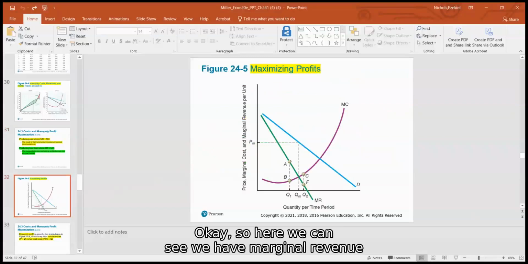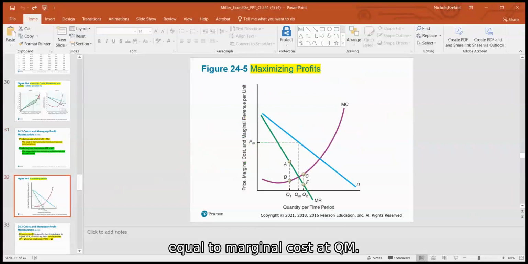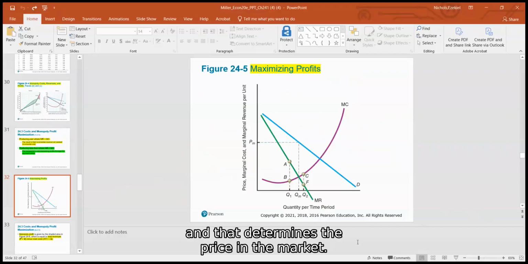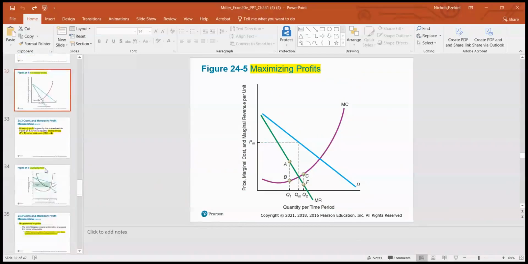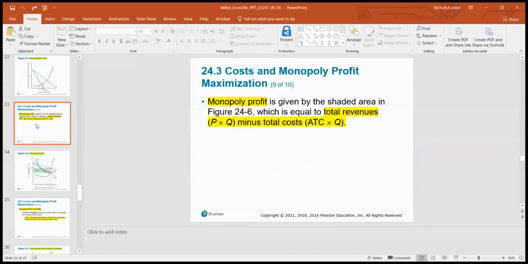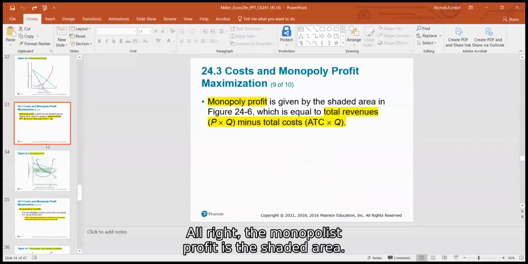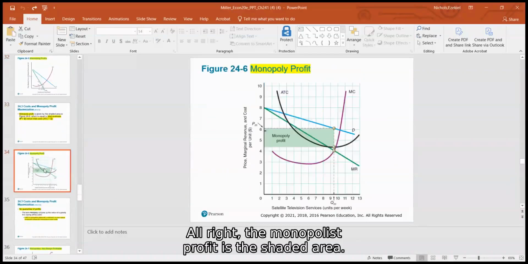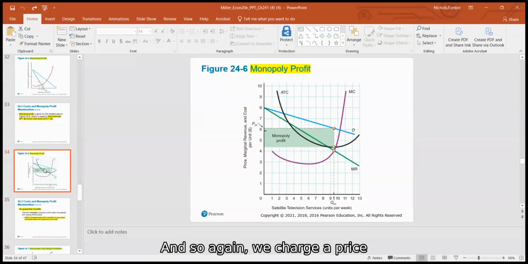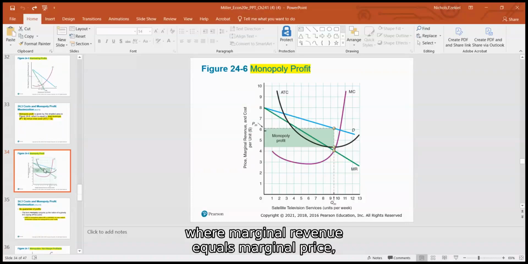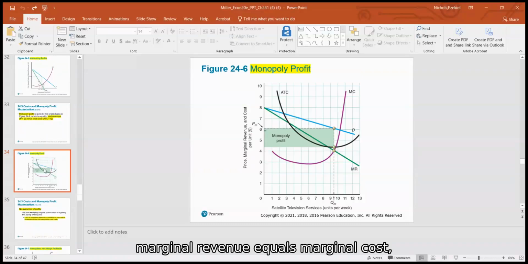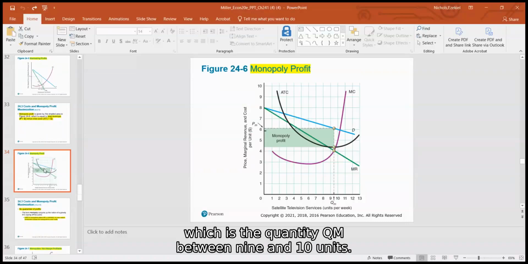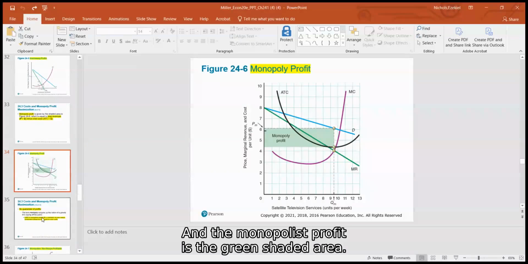Okay, so here we can see we have marginal revenue equal to marginal cost at QM. And to determine the price in the market, we go up to the demand curve, and that determines the price in the market. All right, the monopolist profit is the shaded area. And so again, we charge a price where marginal revenue equals marginal cost, which is the quantity QM between 9 and 10 units. And the monopolist profit is the green shaded area.